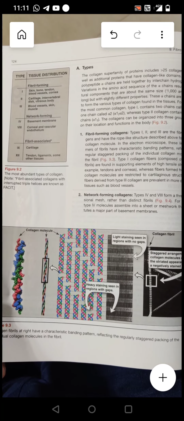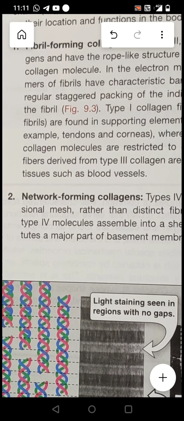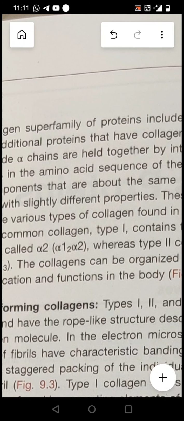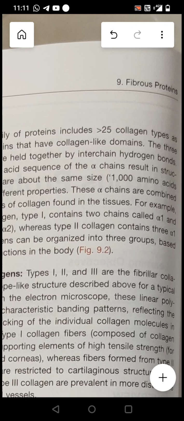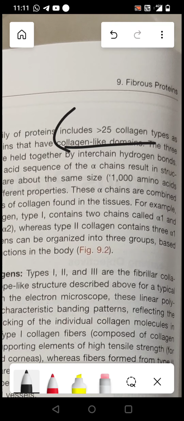The second page is going to tell you about the types of collagen. The interesting part is that there are so many different types of collagen. How many types are there? Greater than 25 types of collagen are present, which is an important part to remember.